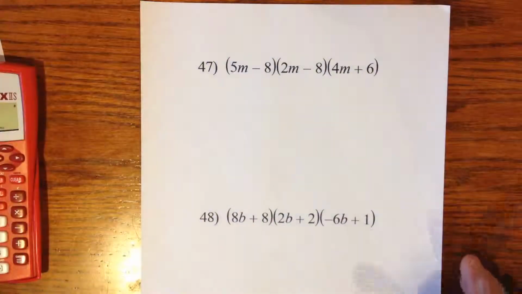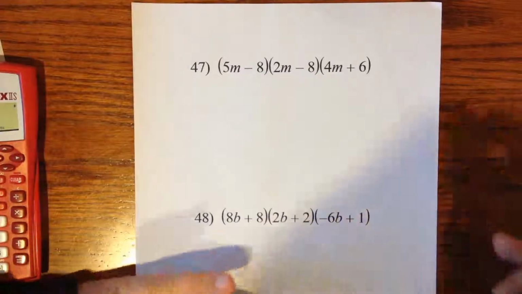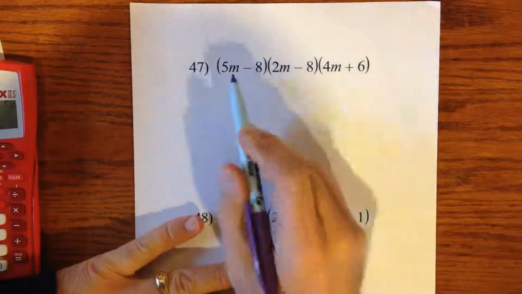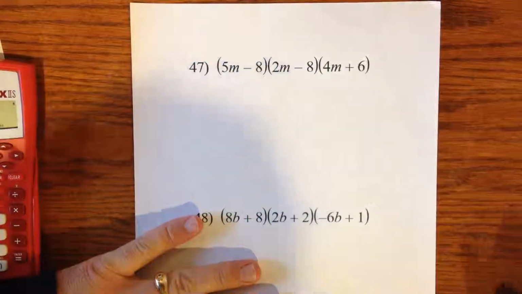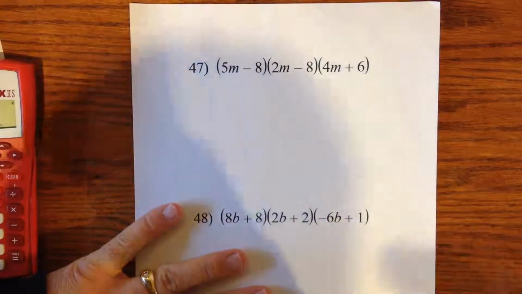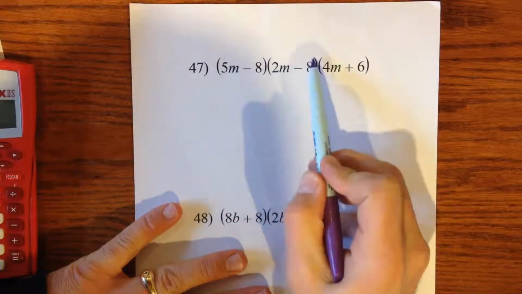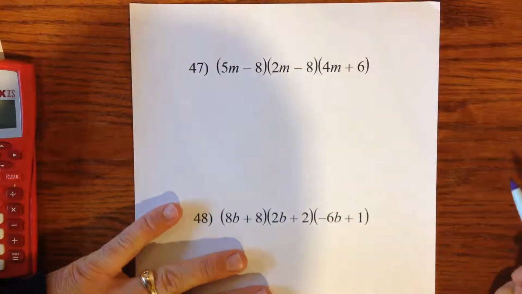Alright, so that's that. And then, last but not least, we have 3 binomials. 2 terms times 2 terms times 2 terms. And what sometimes students want to do is they want to distribute this 5n to all 4 terms all at once. But you can't do that.